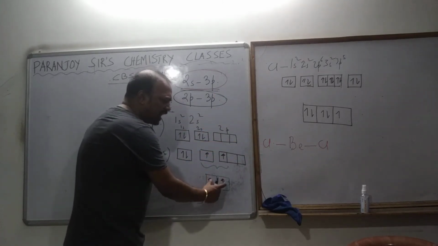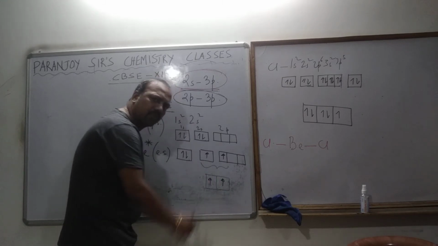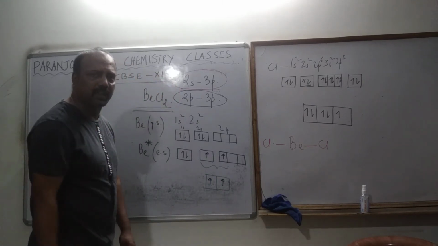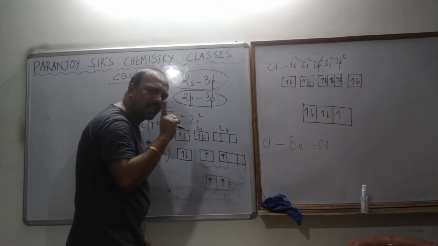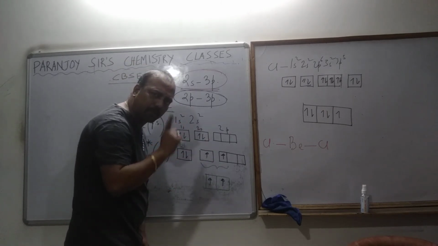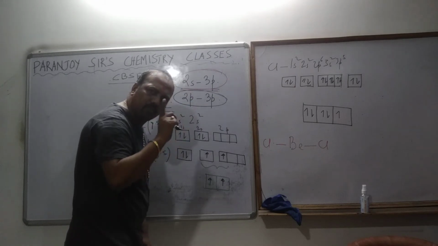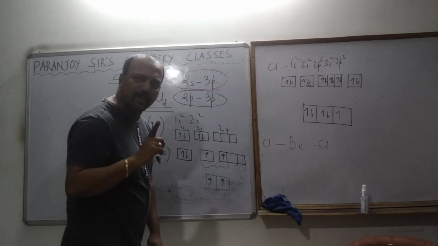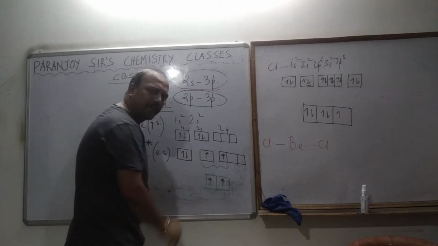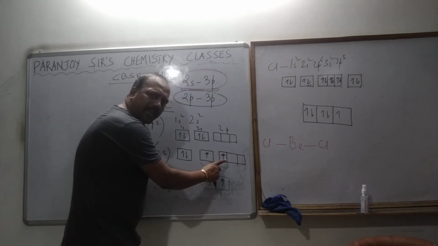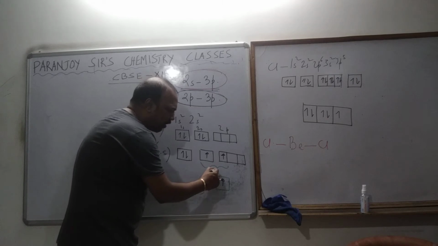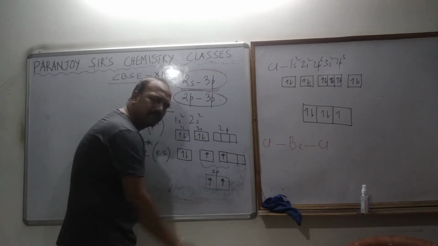Now what are these hybridized orbitals known as? See, nothing complicated: what has been mixed here? One s orbital and one p orbital have been mixed, and hence the mixture is called sp.